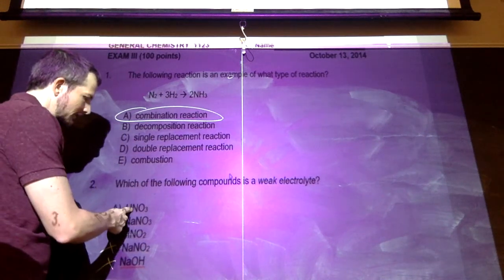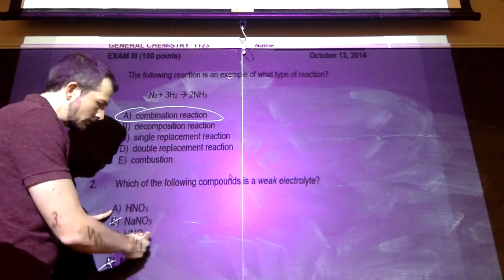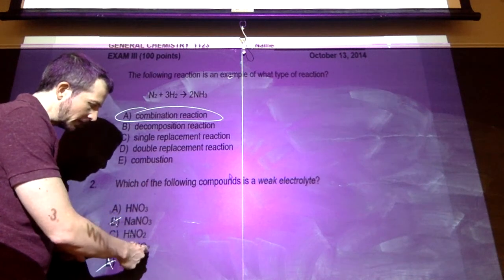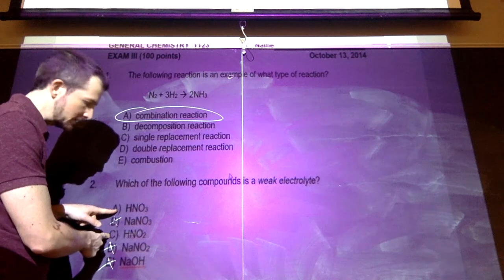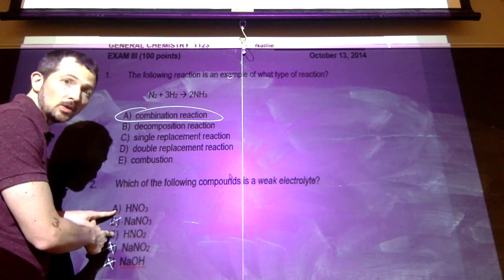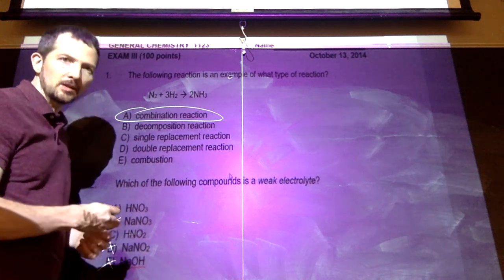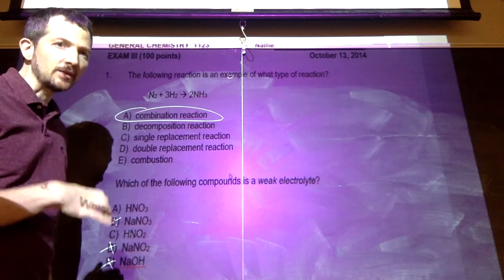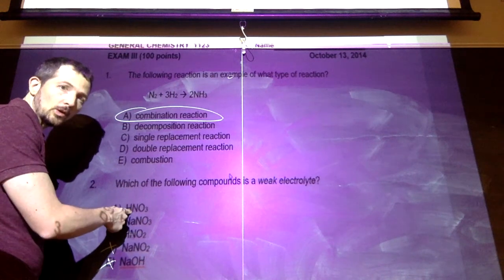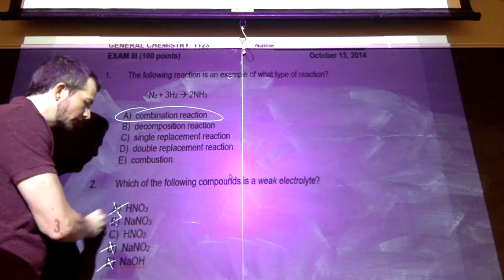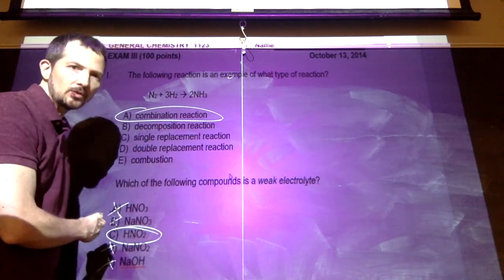And so that leaves nitric acid and nitrous acid. So these two have just nonmetals. All the other ones are metal, nonmetal, so I knew they were ionic. So these have nonmetals, HNO3, HNO2. So now it comes down to strong acid and weak acid. Remember I told you you had to memorize those 6 strong acids. So if you memorize those, you know HNO3 is a strong acid. So a strong acid, 100% dissociation. And so the weak acid must be my weak electrolyte. So C, correct answer.